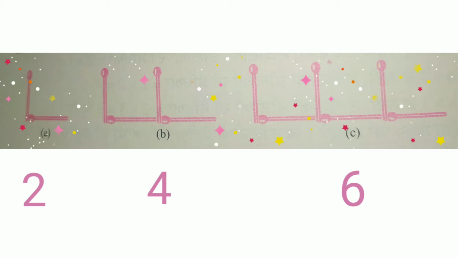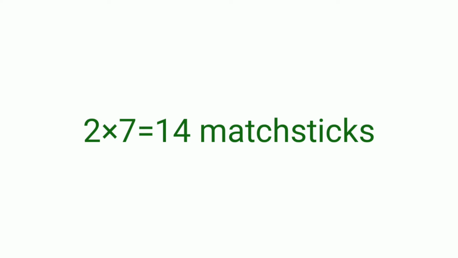We can say that we need double the number of matchsticks to write the number of L alphabets. We are now in a position to make the formula for the number of matchsticks, and that is 2 into L. We can replace L by X, N, etc., as per our convenience. Now, if we have the question to write 7 L's, then we need 2 into 7, that is 14 matchsticks.